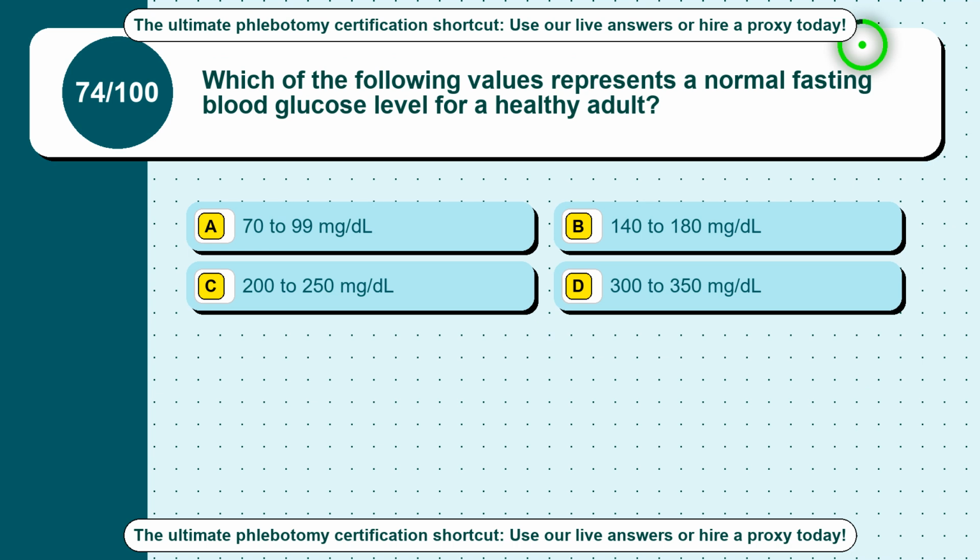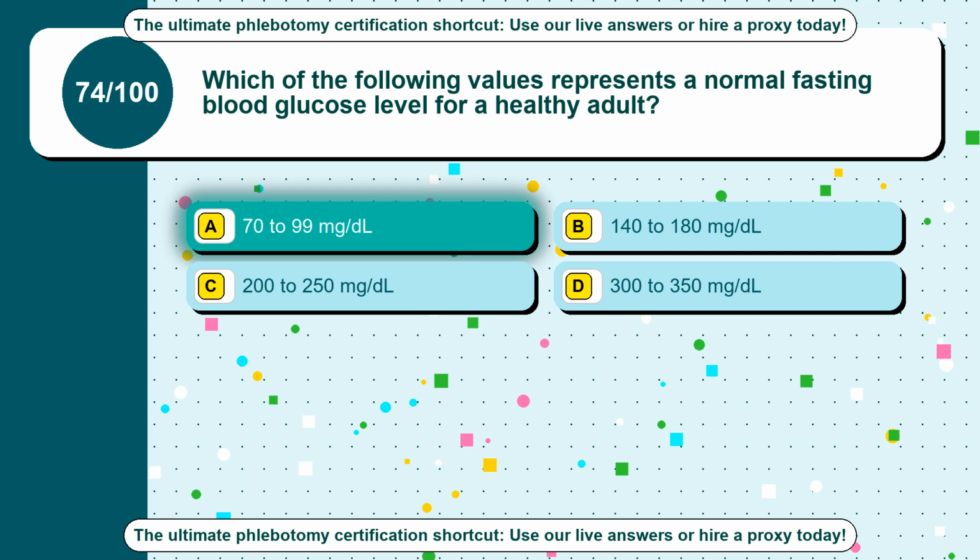Question 74. Which of the following values represents a normal fasting blood glucose level for a healthy adult? Option A. 70 to 99 mg/dl. Option B. 140 to 180 mg/dl. Option C. 200 to 250 mg/dl. Option D. 300 to 350 mg/dl. The correct answer is option A, 70 to 99 mg/dl.